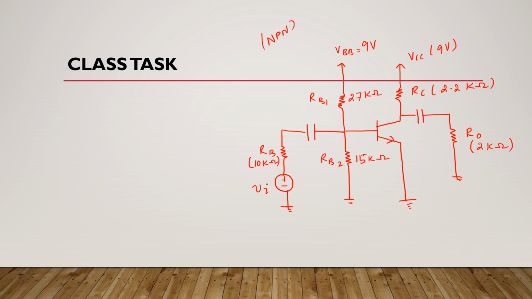Now you have to perform its AC analysis as well as DC analysis. It means you have to find all terminal currents and nodal voltages, and for AC analysis you have to use the hybrid pi model. So this is your class task.